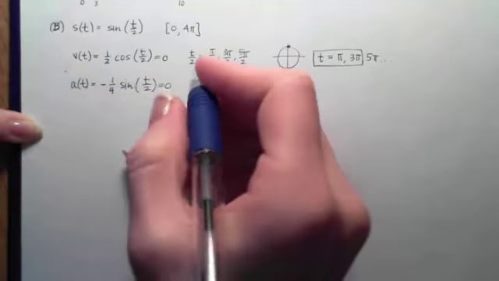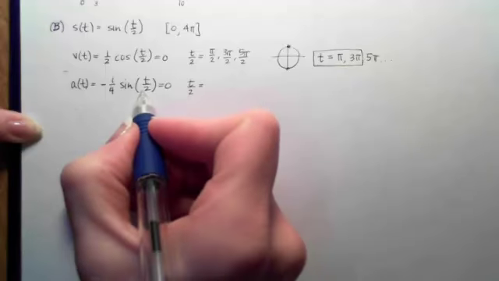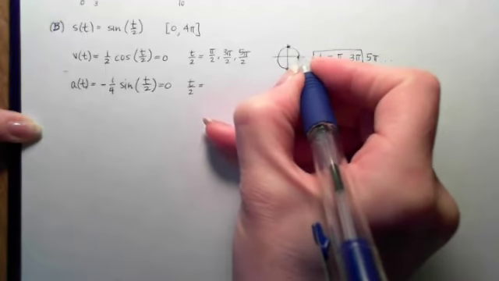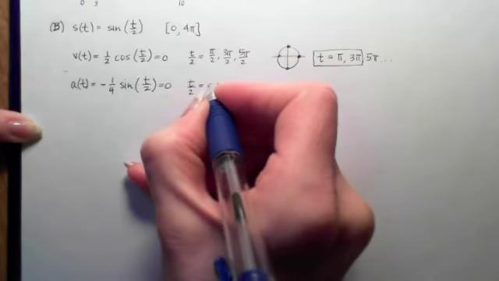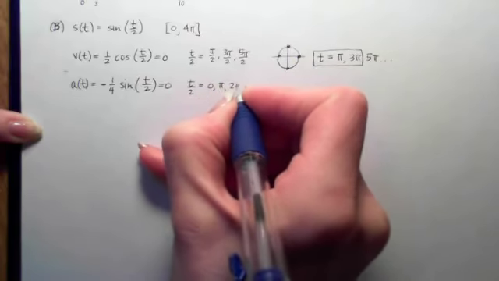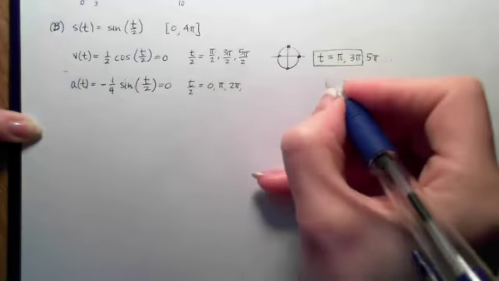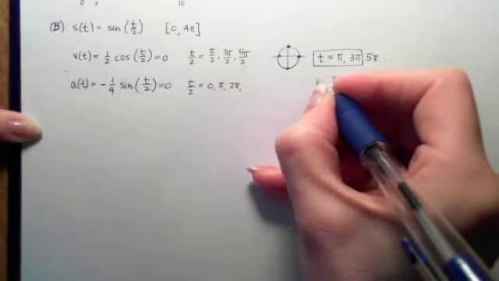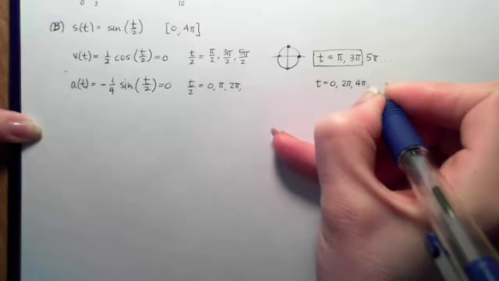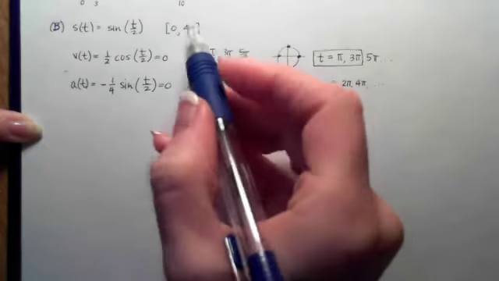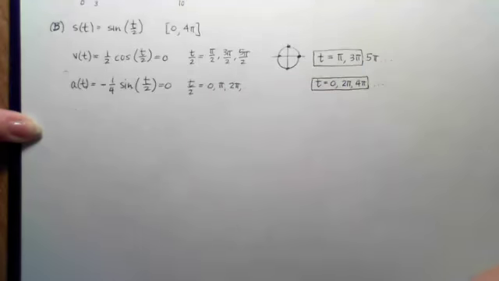If I want the acceleration, this is going to happen when the inside of the sine is, now remember sine is the y coordinate, so that would occur at 0 or at pi or 2 pi and around and around. So the inside would be 0 or pi or 2 pi, on and on. If I want to find out what t will be now, I will multiply by 2 and I will get t is 0 or 2 pi or 4 pi, etc. Again, we're on the closed interval from 0 to 4 pi, so we're just going to use these three.